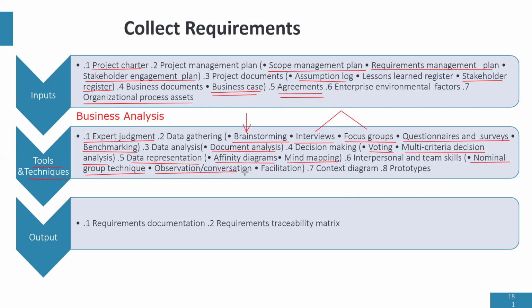Observation and conversation is where we're discussing with stakeholders and observing. Let's say that some people are complaining that their computer logs off very frequently. The moment they stand up from their desk, the computer logs off and they have to log in. Sometimes you just need to go there, see the problem they're having and talk to them to gather the requirements. That's observation and conversation.